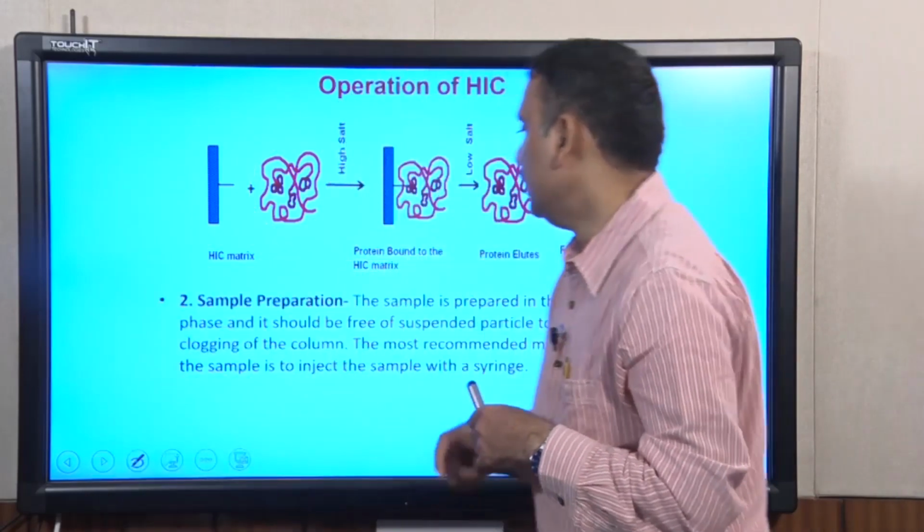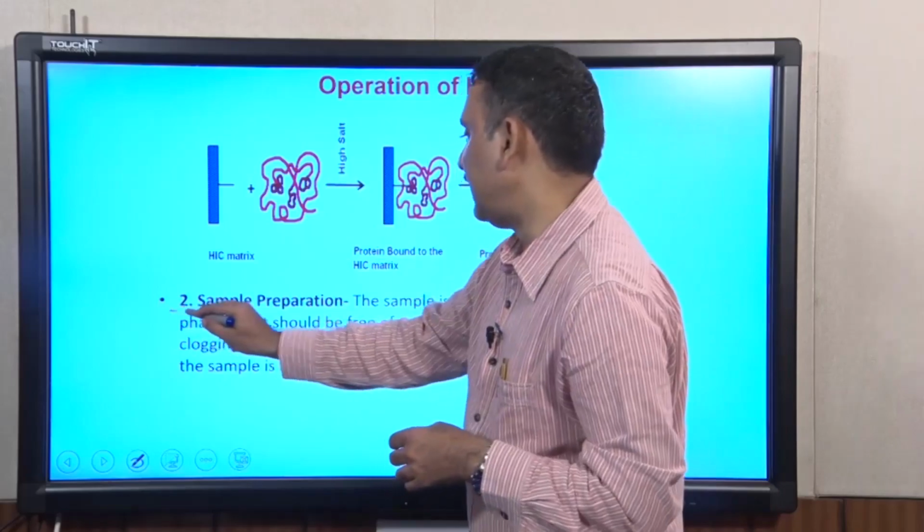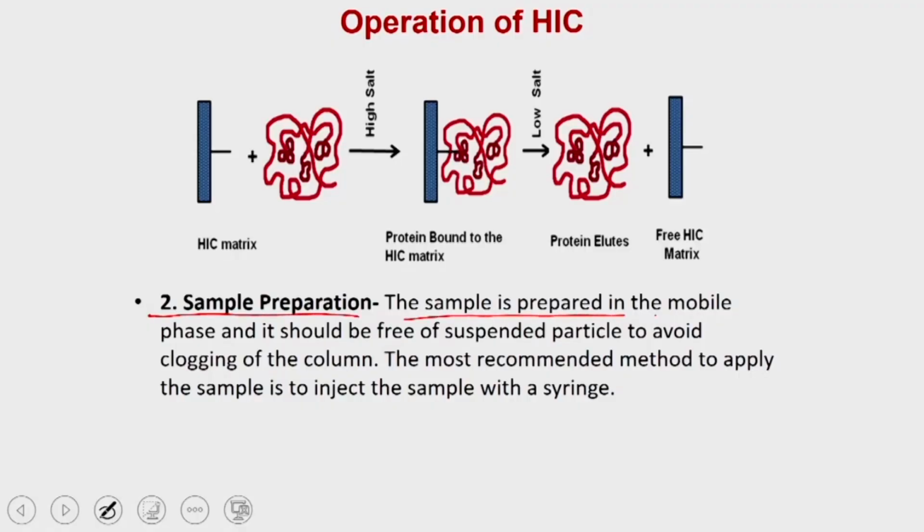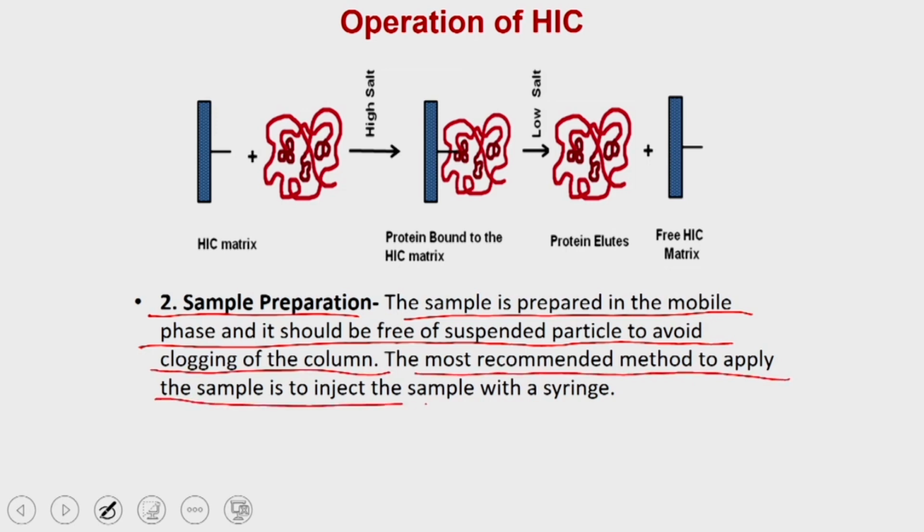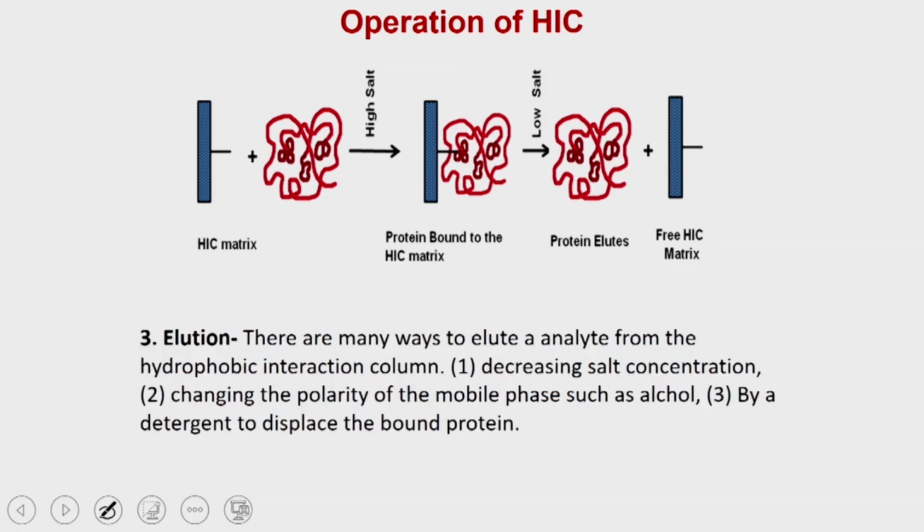Now, in the second step, you are going to prepare the samples. The sample is prepared in the mobile phase and it should be free of suspended particles to avoid clogging of the column. The most recommended method to apply the sample is to inject the sample with a syringe. Now, the third step, you have to do the elution. There are many ways to elute an analyte from hydrophobic interaction chromatography.